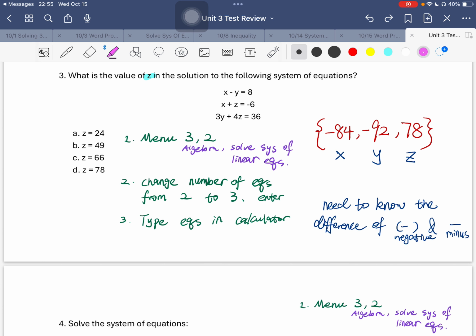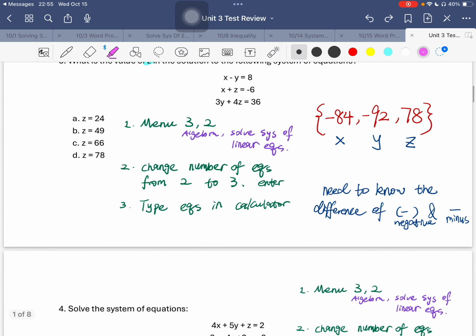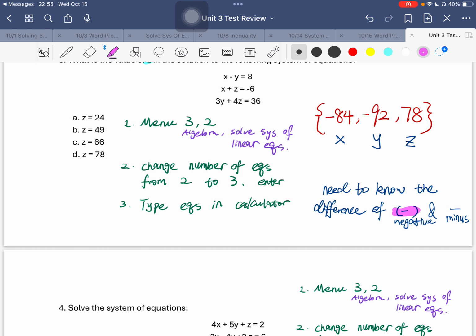Oh, when you type into the calculator, you always need to know the difference between a negative sign and subtraction. They are different. If you type subtraction as negative, it will give you a multiplication by a negative number, so it will be different. You type it the way you read it. If you read it as negative 4x, press negative.